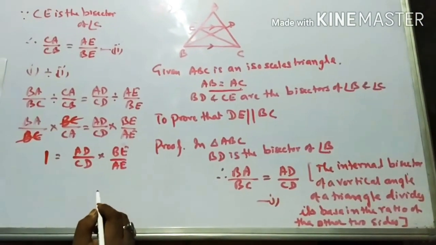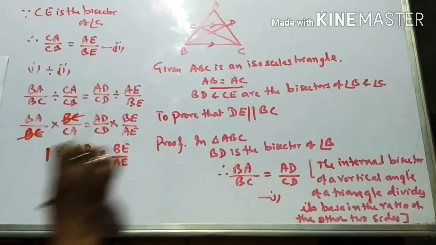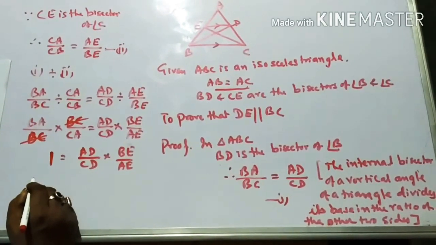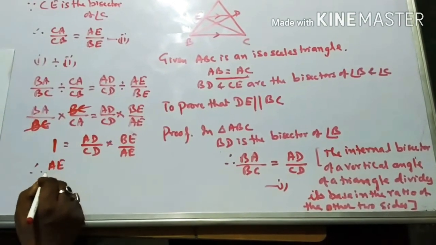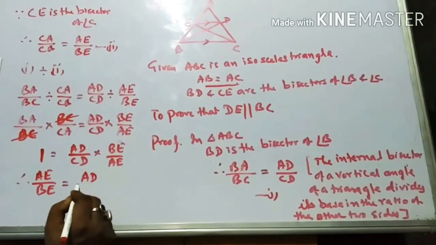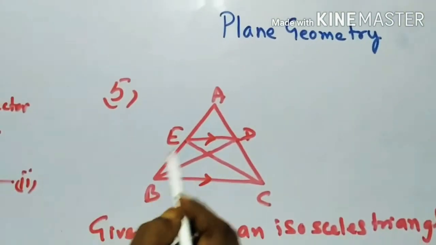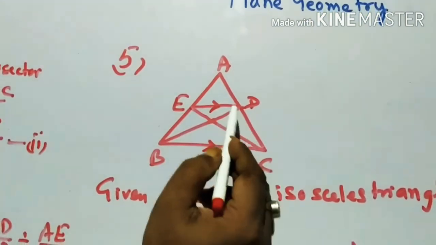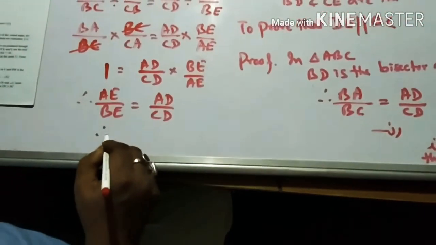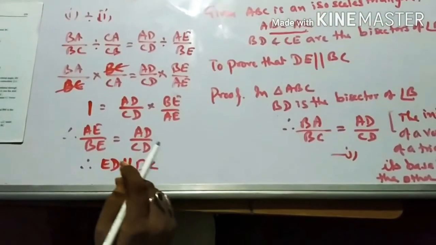Now see, what I am going to do is bring this whole to the left side. So therefore, AE by BE is equal to AD by CD. CD or DC, they are both the same. Now, therefore, ED is parallel to BC. So how is ED parallel to BC?